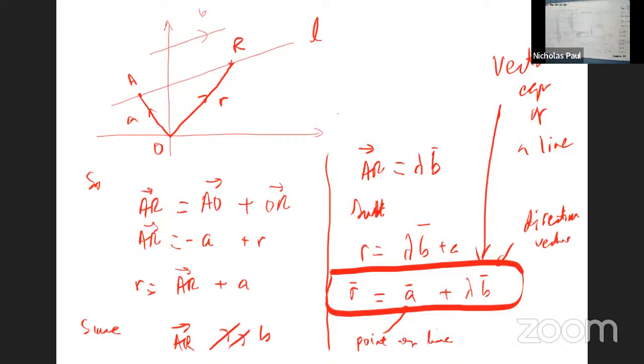All right, so now that we know what the vector equation of a line looks like, the general form, as I just showed you, is R is equal to A plus lambda B. Now we're going to learn about the Cartesian form and the parametric form.